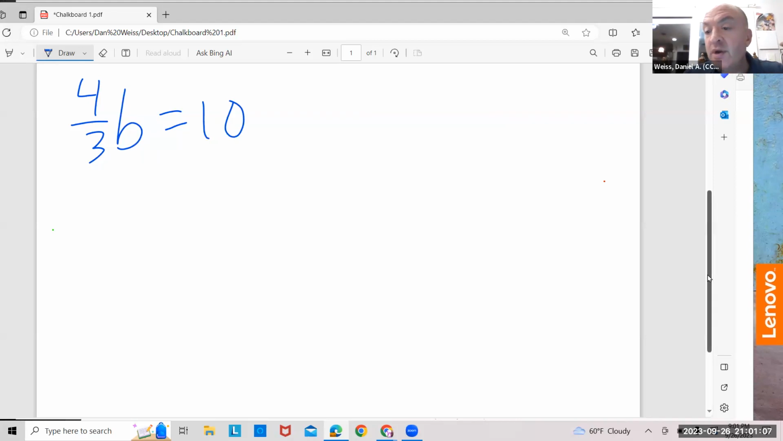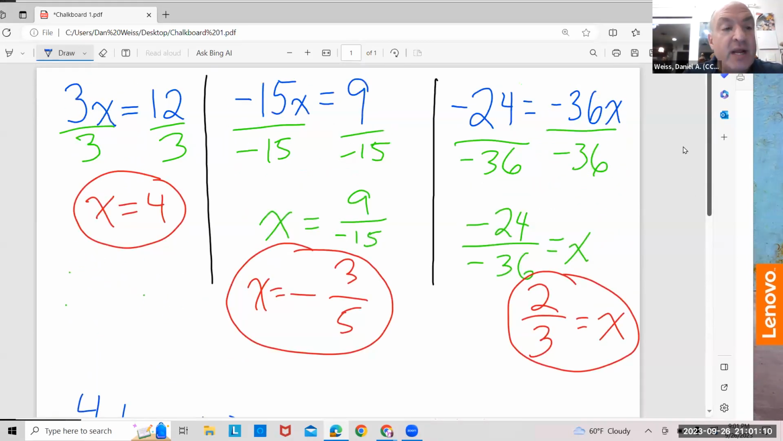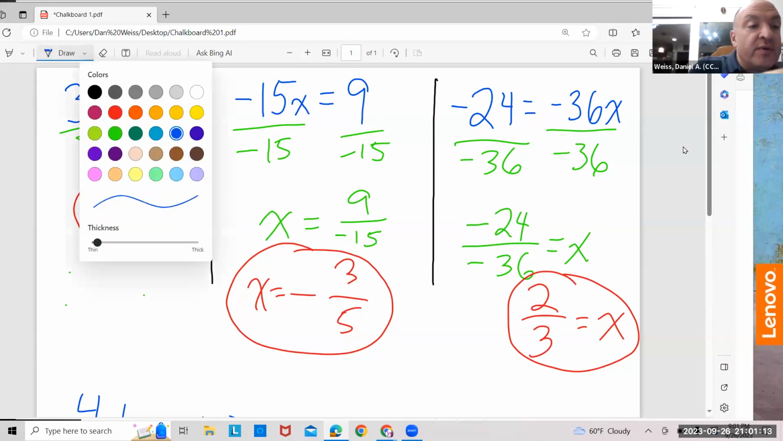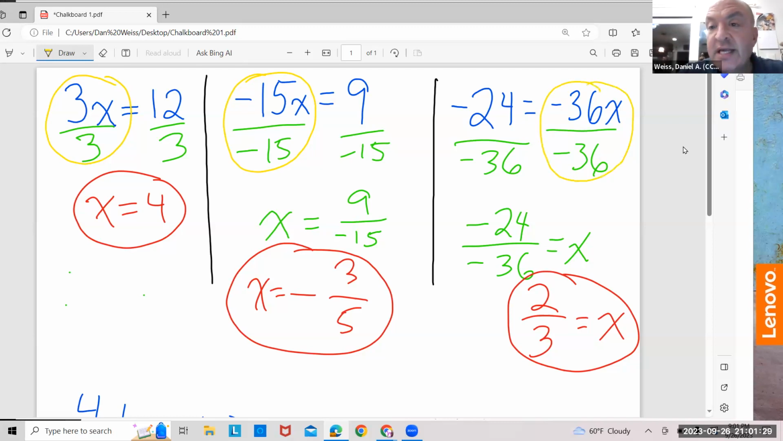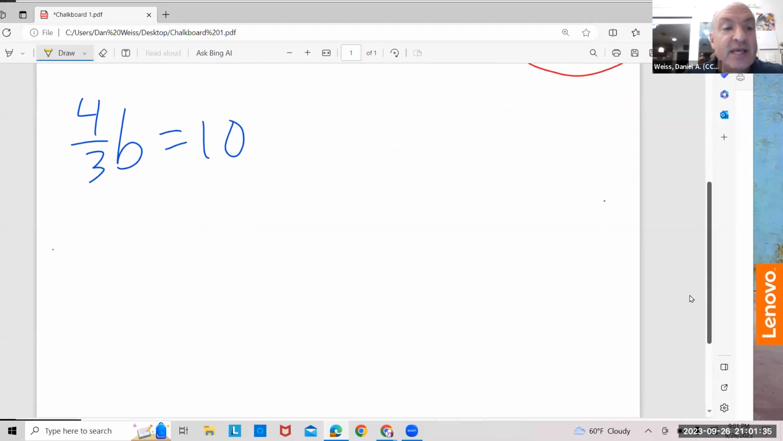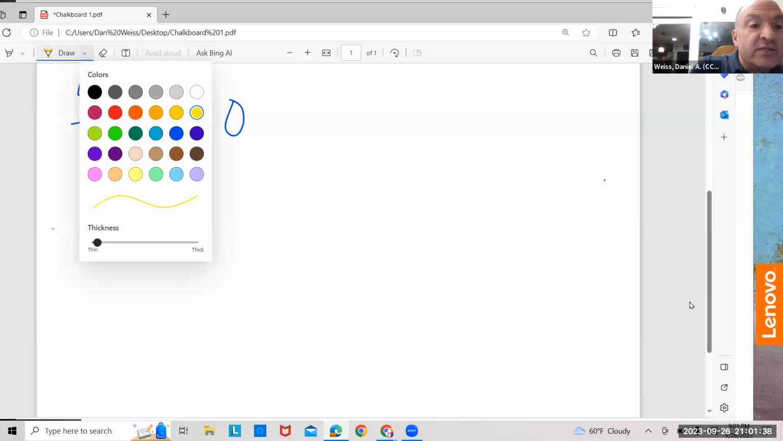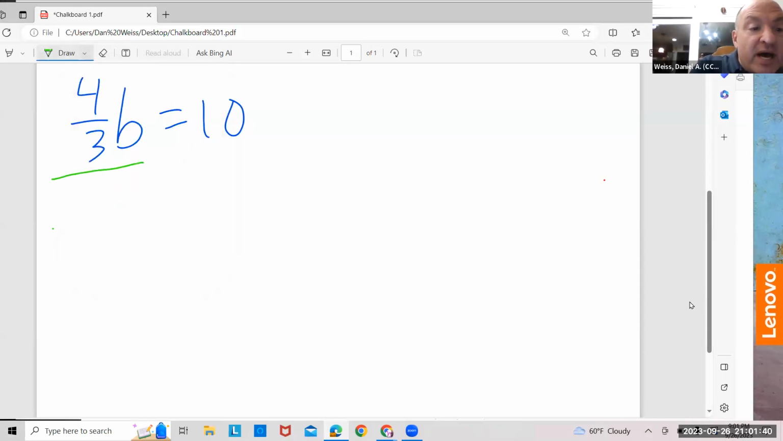Now, before, what did we do? We divided by the number next to the letter. First, over here, we divided by 3. That's what's next to the x. Over here, we divided by negative 15. That's what's next to the x. Here we divided by negative 36. That's what's next to the x. Well, over here, what's next to the x is 4/3. So guess what we're going to do? We're going to divide by 4/3. We're going to do 10 divided by 4/3.